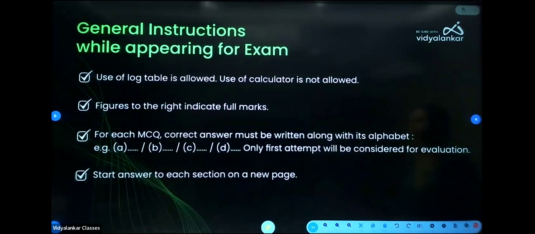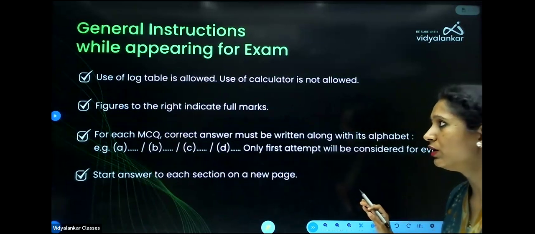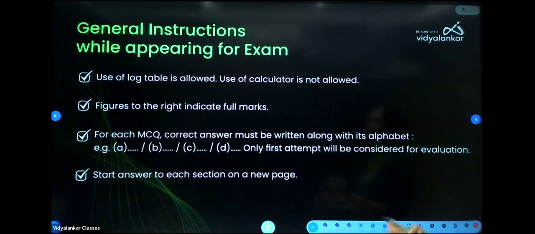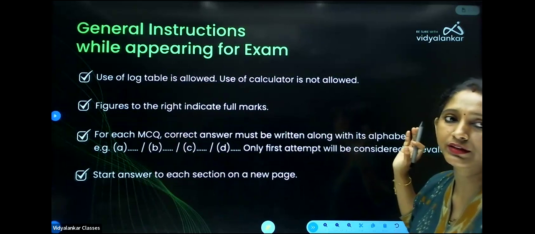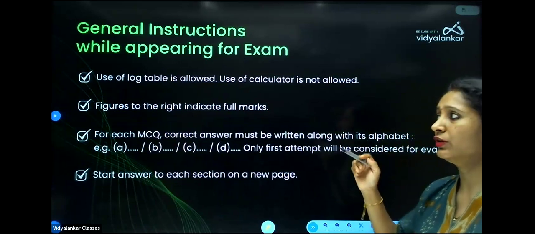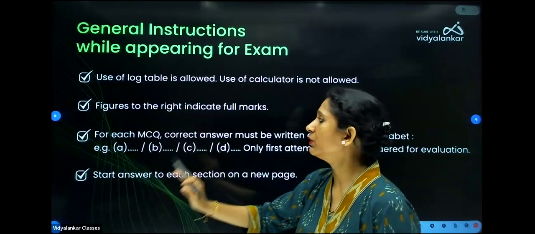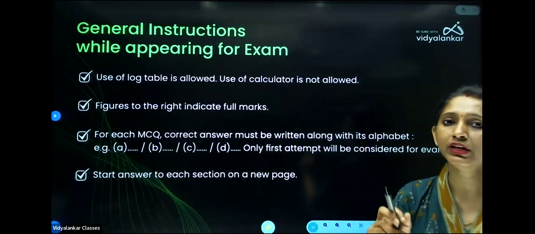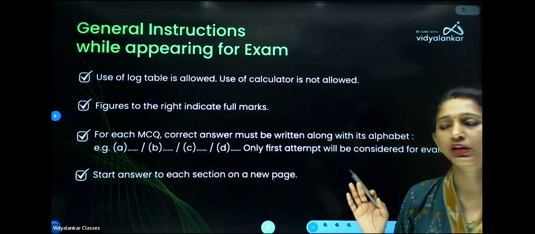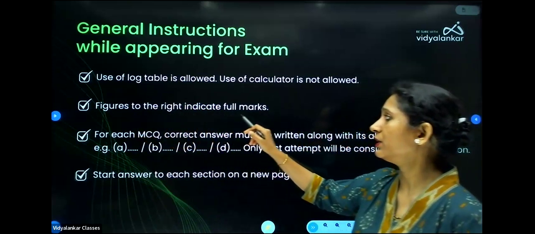Now next, these are the general instructions which you will find on your question paper as well. Always remember that the HSC board does not allow use of a calculator during the examination. You need to solve all the numericals using log table only. So this is very much important. Practice solving numericals with the help of log table only. After that, figures to the right indicate full marks.